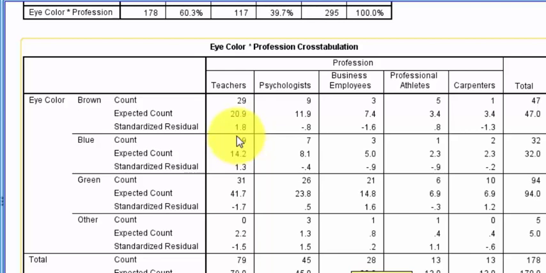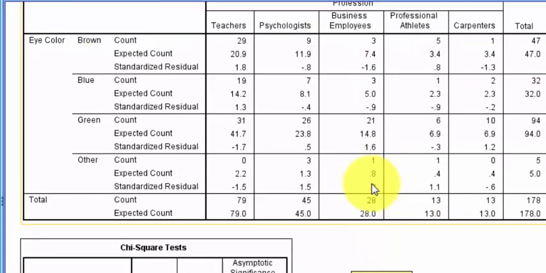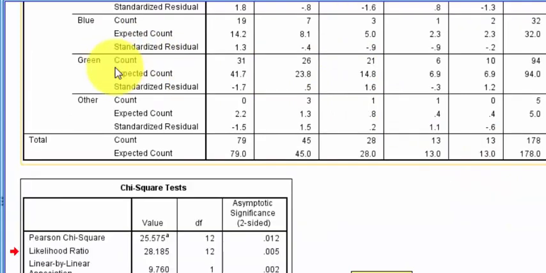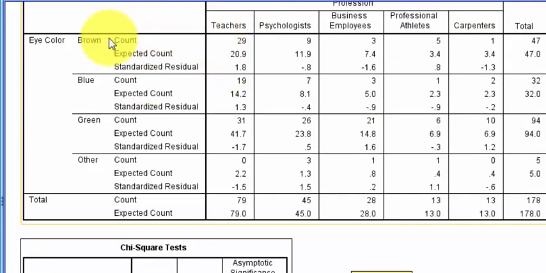Let's see what else we can find. Look at their standard residuals. Anything above 1.6 or something. There's one. Boom. So business employees with green eyes, they're expecting about 15. They got 21. That's higher than expected. Anybody else? Here's one. Other teachers. Teachers with other eye colors. They're expecting about 2, and they got 0. Not that big. But that's where the significant association is. Okay, the main one is they have a lot more brown-eyed teachers than expected. So that's how you do it.